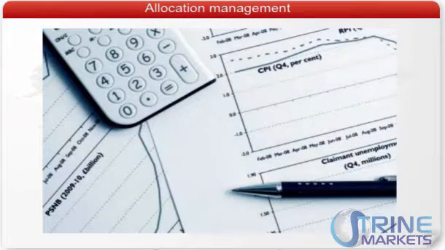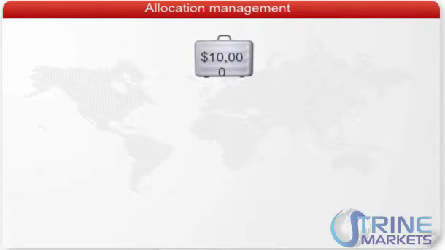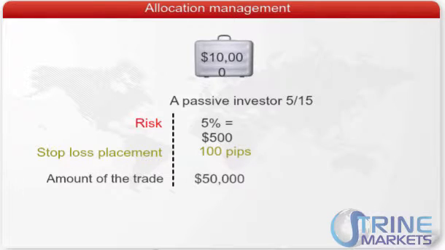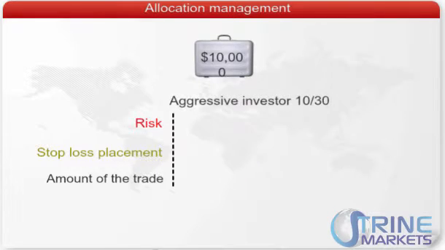The exposure management process leads directly to the next stage of the allocation management. In effect, the rules of exposure management dictate to the investor the size of the trades he can open. For example, a passive investor with an account of $10,000 who manages his portfolio according to the 5-15 rule can risk up to 5%, meaning he'll not lose more than $500 per trade. If, for example, he places a stop-loss order of 100 pips from the entry point, the investor can open a trade of up to $50,000.